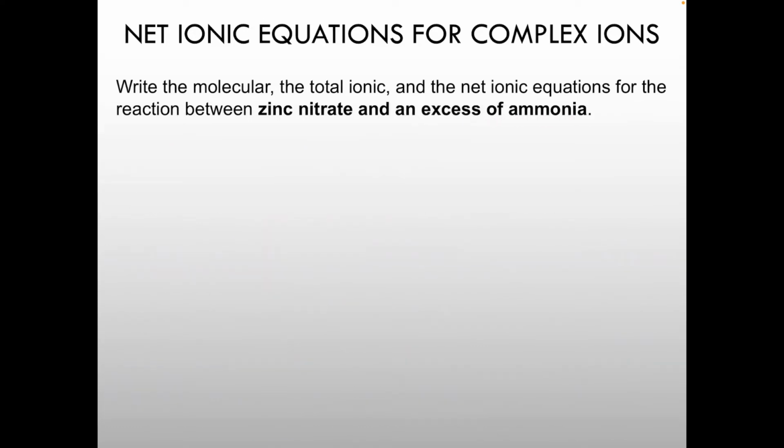All right, let's try another one. So this says, write the molecular, the total ionic, and the net ionic equations for the reaction between zinc nitrate and now an excess of ammonia. So again, when I say that there's an excess of ammonia, that should cue you in, be like, hey, maybe a complex ion forms. Let me check it out. And it's a good idea in this class to keep that list handy anyways, because these complex ions can form, and you may not even be aware of them because you don't know which ones can form. So keep it out as possibilities for these reactions.